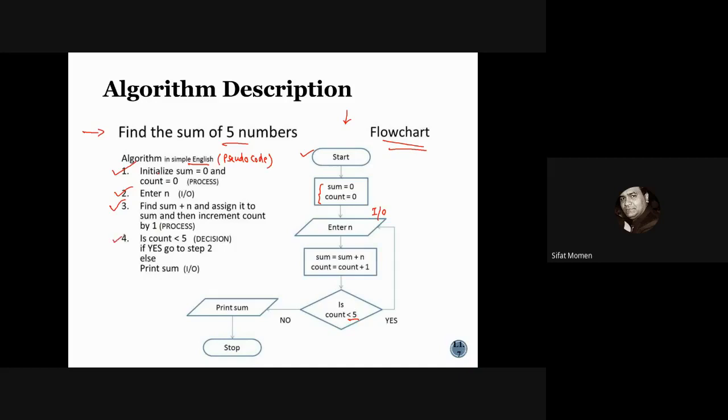Okay. And then you're going to check whether the count value is smaller than 5 or not. If the answer is yes, you need to go back to enter n, which is step 2. So if it is yes, go back to step 2. That's what you're going to do. If it is no, then you're going to go here and print the sum. So otherwise, you're going to print the sum and that's it, done. Clear, Nakina? Is that idea okay? Yes, sir.